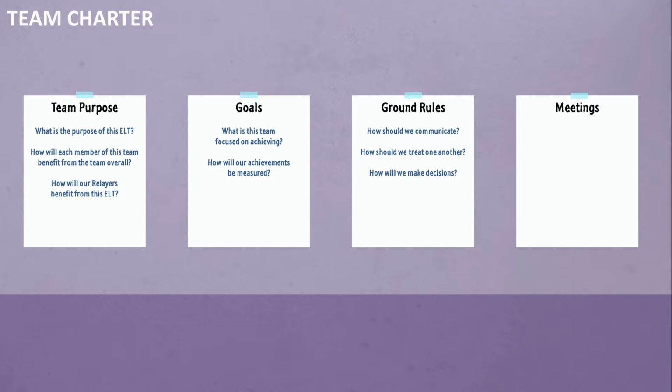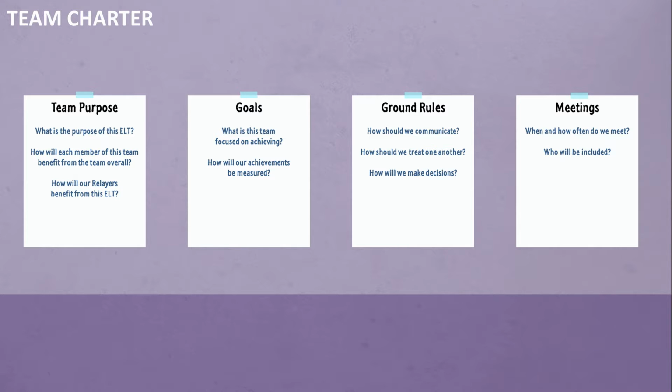Ground rules, which includes these questions. How should we communicate? How should we treat one another? How will we make decisions? And finally, meetings, which includes these questions. When and how often do we meet? Who will be included?